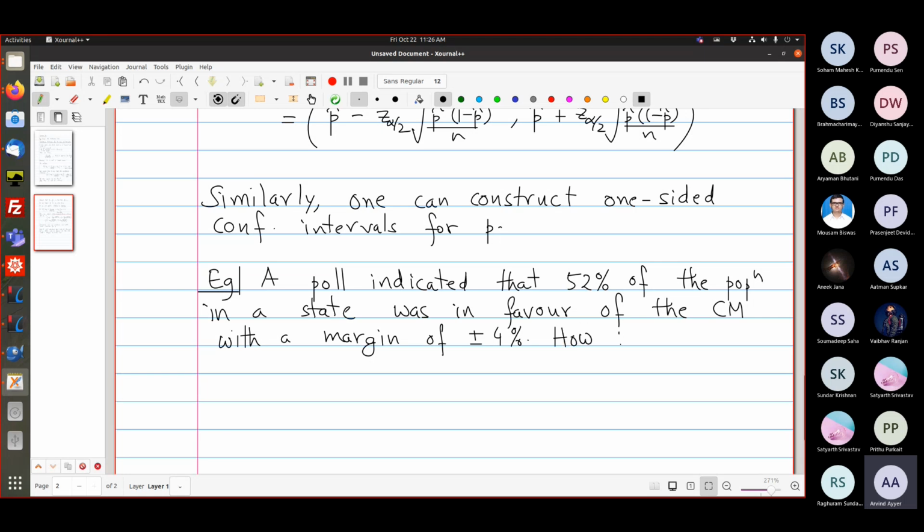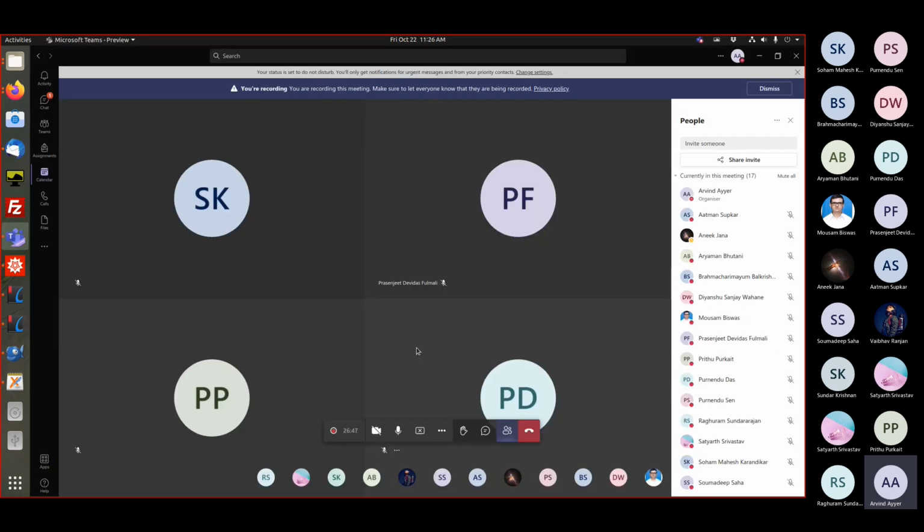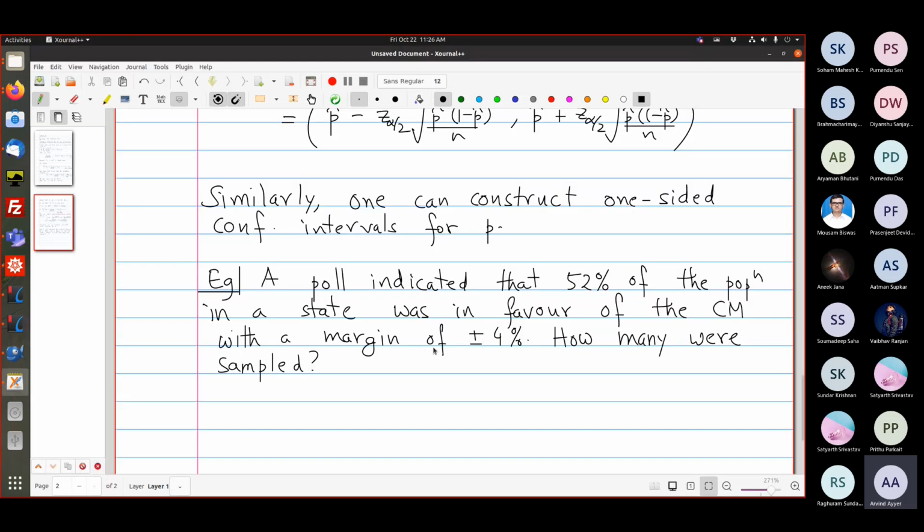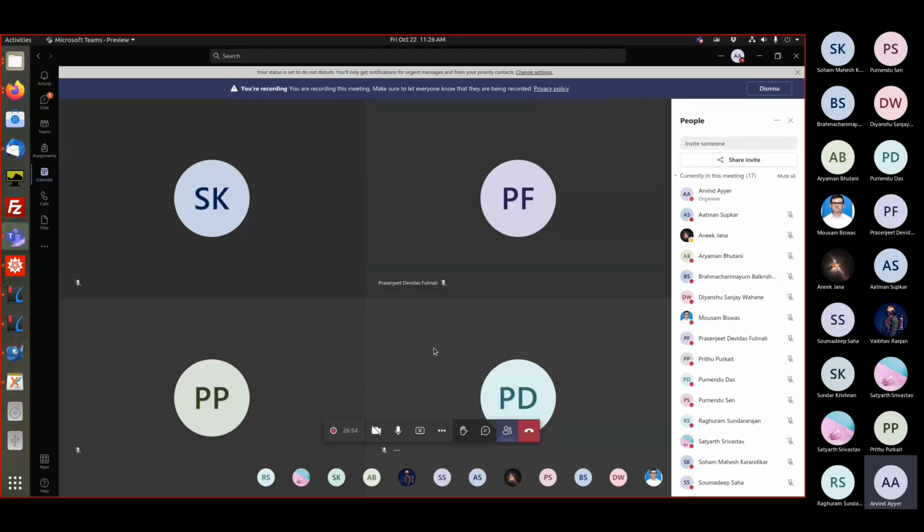Okay, so the question is, how many were sampled? All that you are given is that 52% were in favor and the margin of error was 4%. So actually it's not even conclusive one way or the other, because it will go from 48 to 56. So how do you get anything out of this? Does anybody have any idea of the starting point of the calculation?